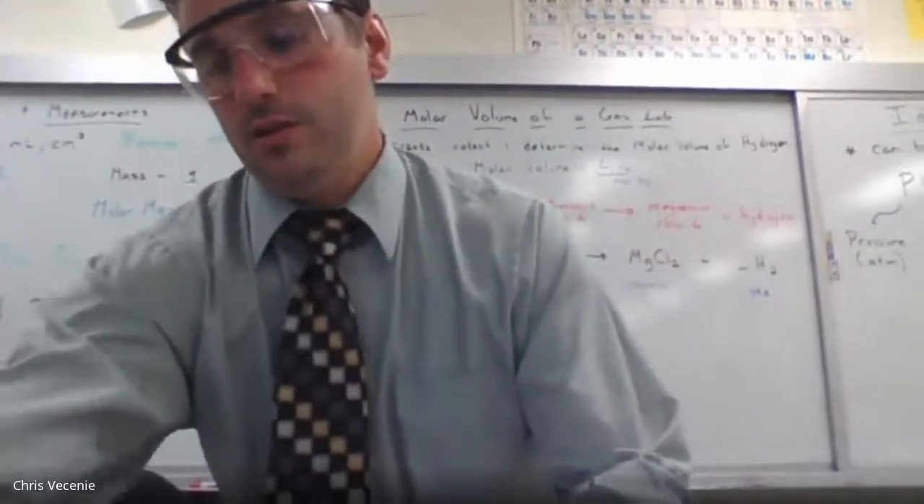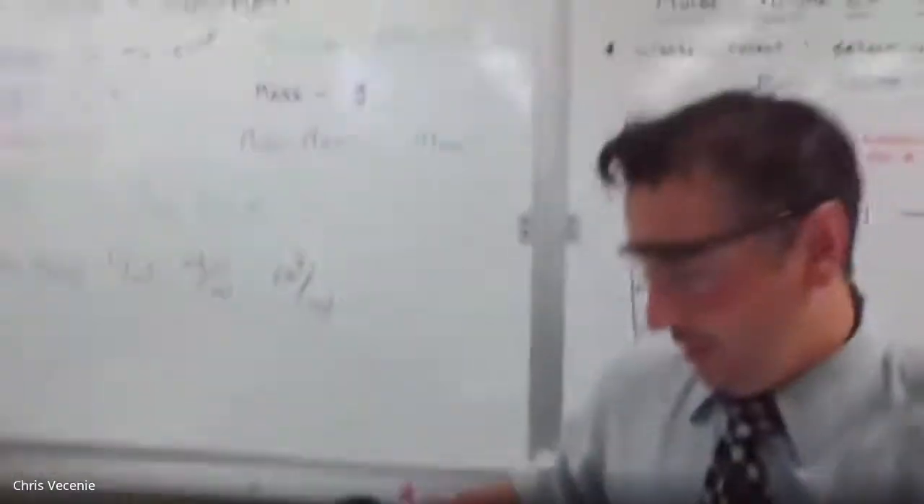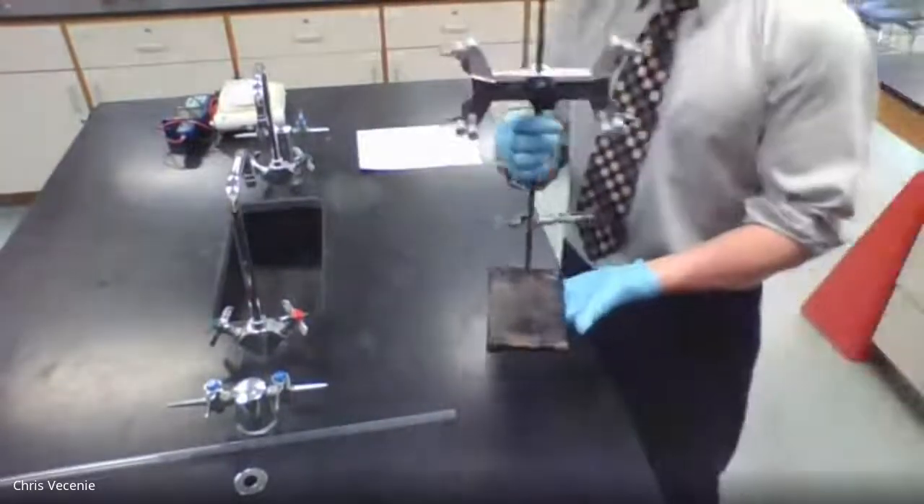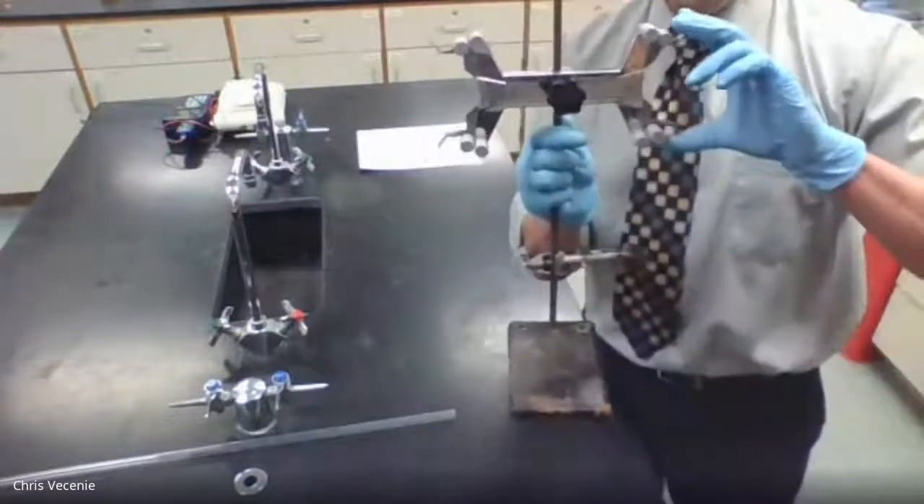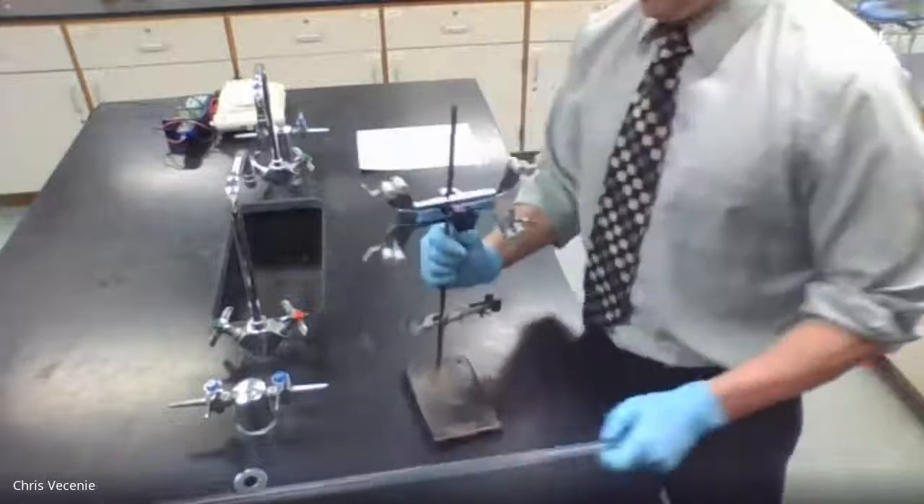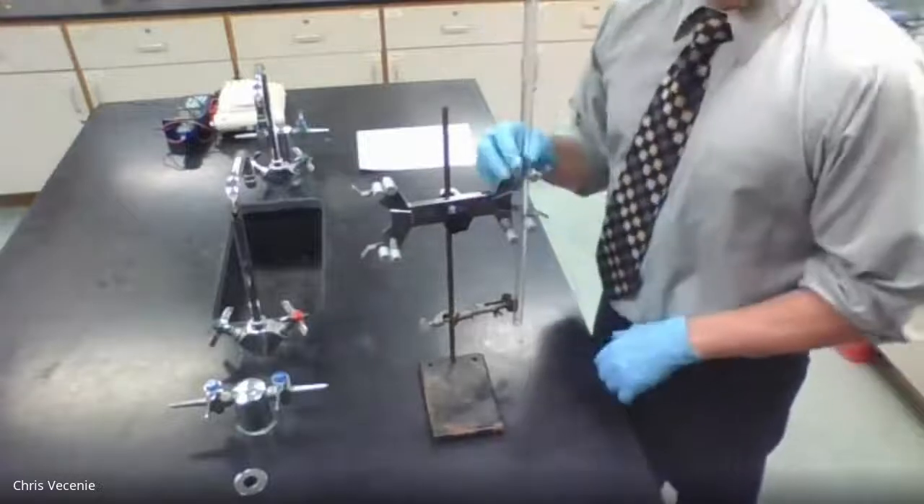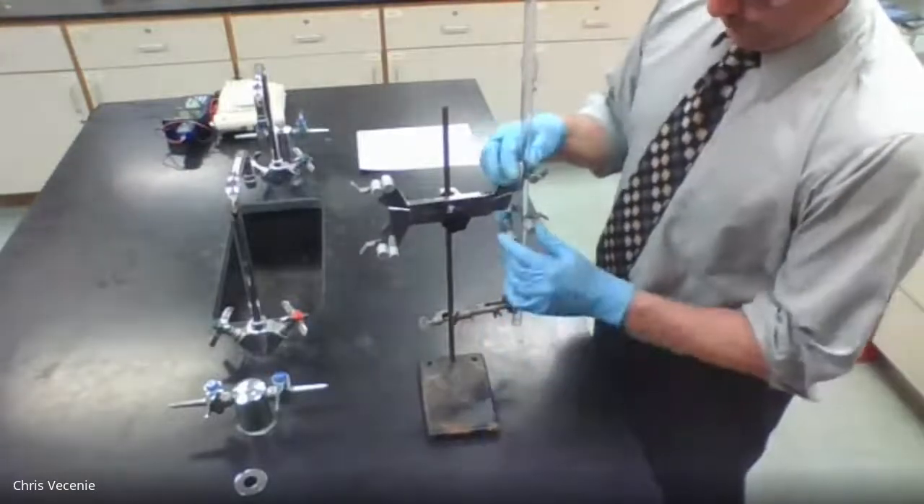Let me take you to the back. Let's set you guys up top like I usually do. And what you guys will see at your counter is our ring stand with a double burette clamp. That double burette clamp is designed for holding our gas collection tube.